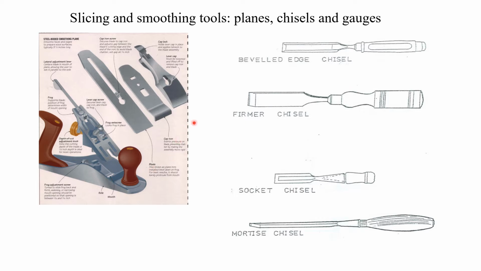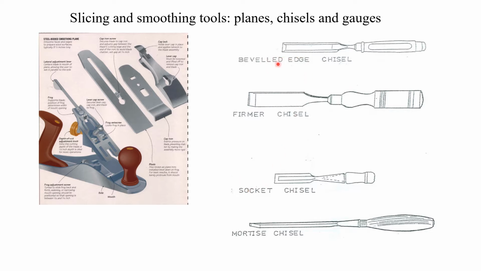We are having chisels. Here we have four chisels. In these four chisels, we have the farmer chisel and the socket chisel. These two chisels are used to chop holes by using a mallet on the top of them.